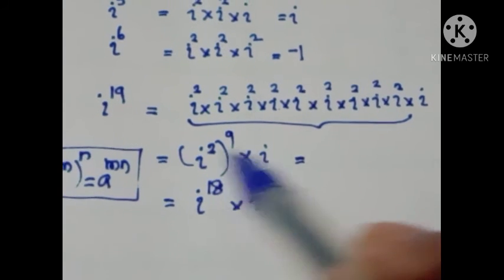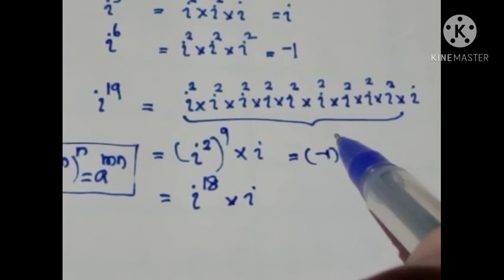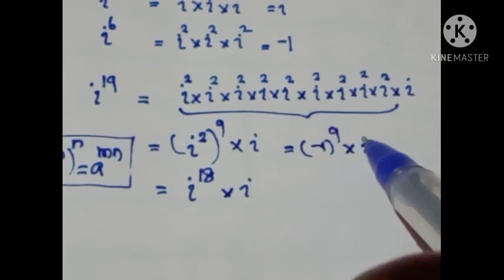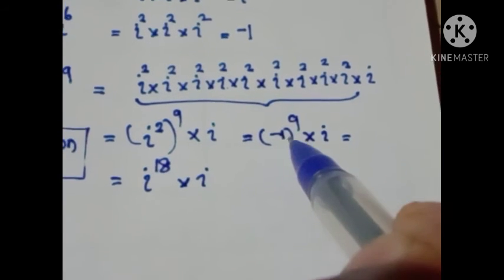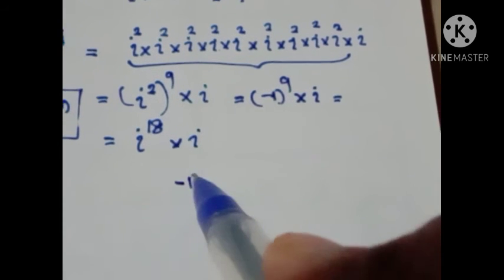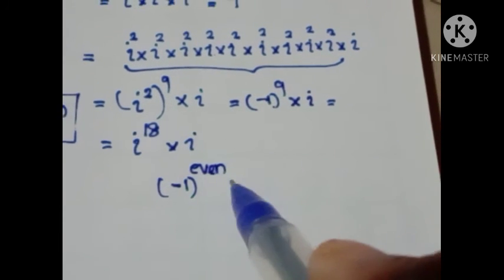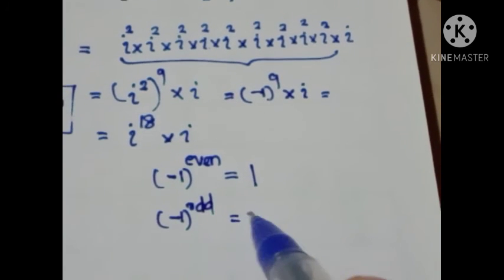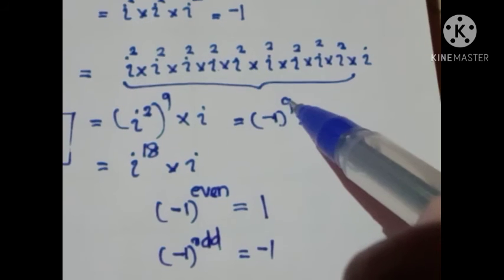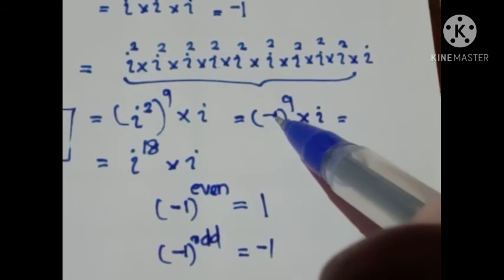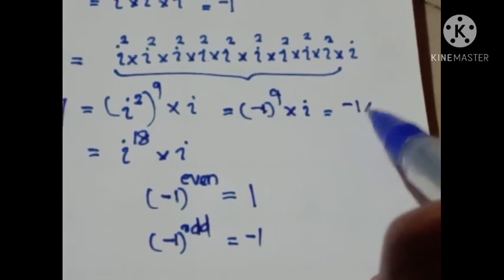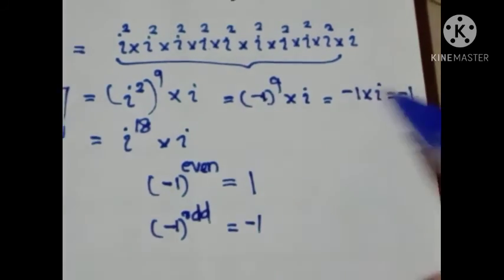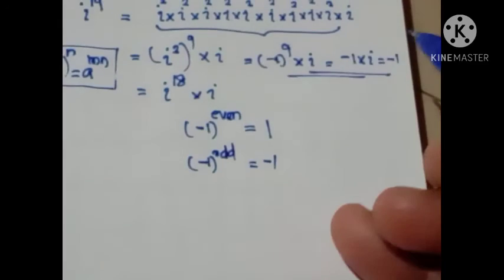Now what is i square? i square is minus 1. So minus 1 raised to 9 into i. Now listen, minus 1 raised to any even power gives 1. Minus 1 raised to any odd number gives minus 1. So here 9 is an odd number. So minus 1 raised to 9 gives minus 1 into i. It is minus i. So i raised to 19 is minus i.